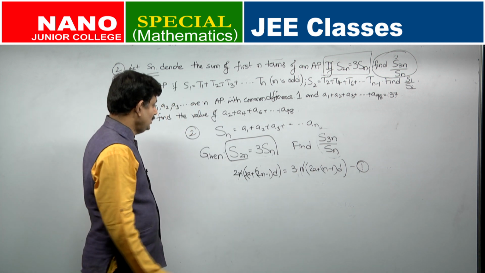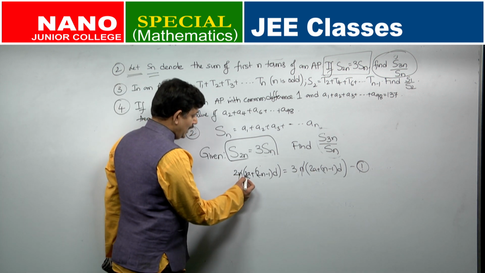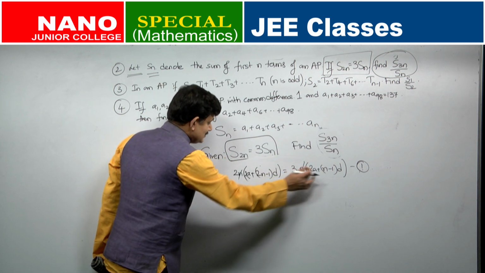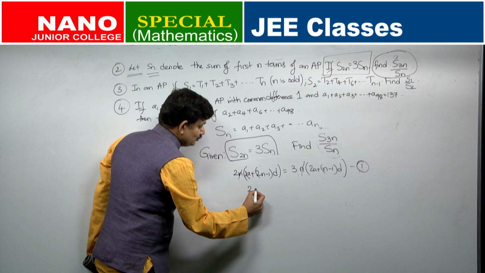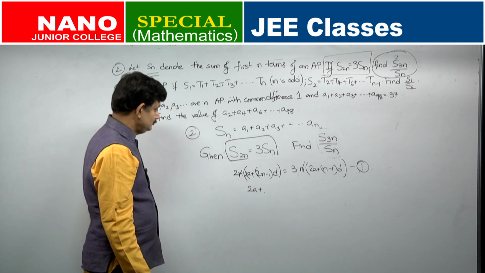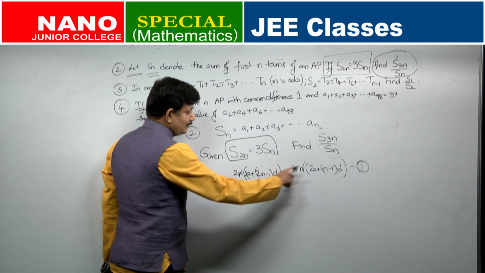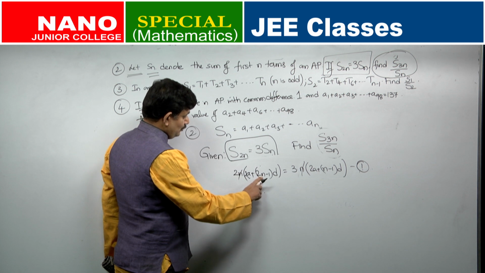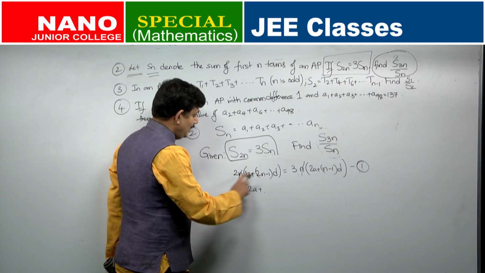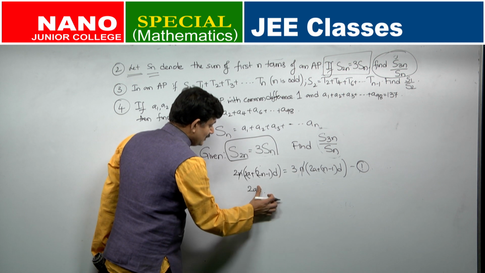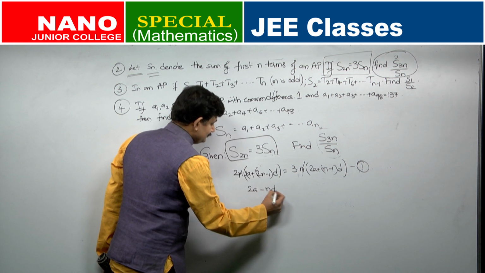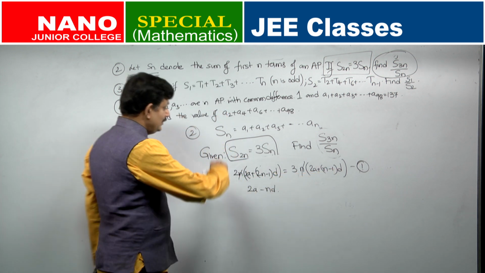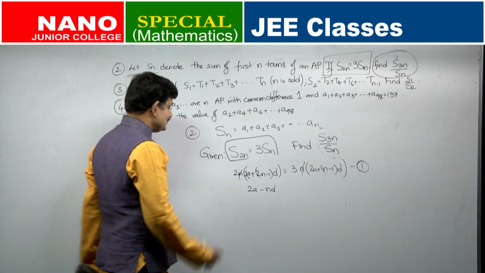Okay. So, can I simplify this further? I have 4a here, I have 6a here. So, if I take this equation the other side, 6a here, 4a here, I will be left with 2a. Then I have 3n here, 4n here. So, if I take it the other side, what will I get? Minus nd. Here I have 4nd, here I have 3nd. So, when I am taking everything on the other side, I will be left with minus nd.